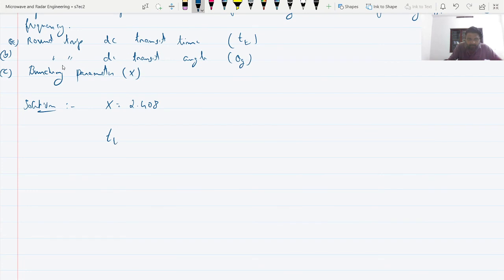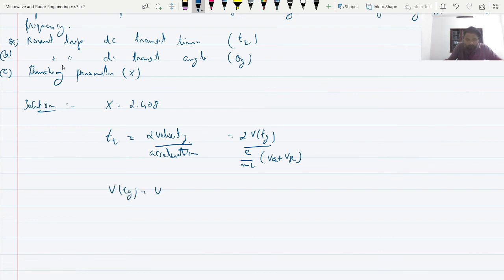Bunching parameter. TT is nothing but 2 velocity by acceleration, which is 2 V of Tg divided by acceleration, which is nothing but E by m into Va plus Vr. So in order to get V of Tg, you have to go for V0 (1 plus V1 beta 1 by 2 Va sin theta G by 2).